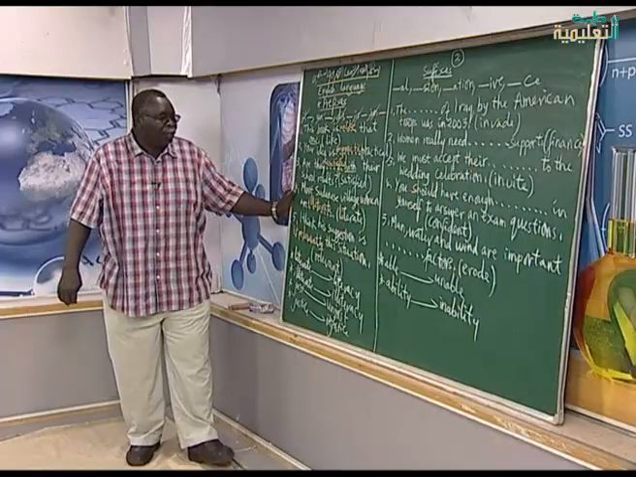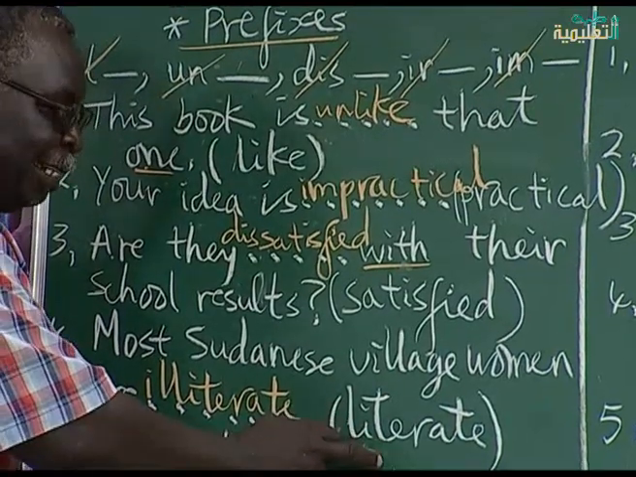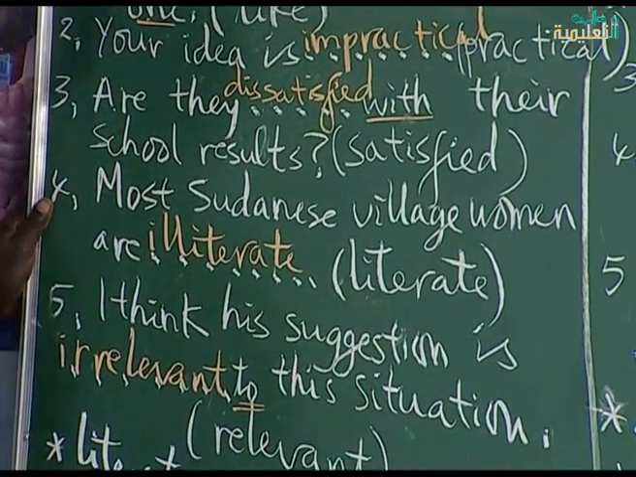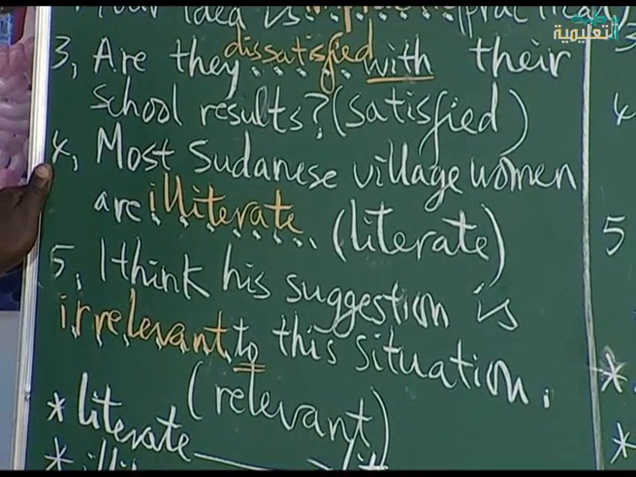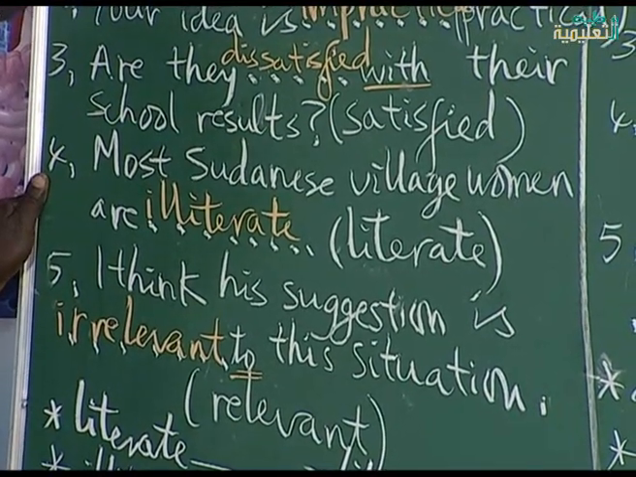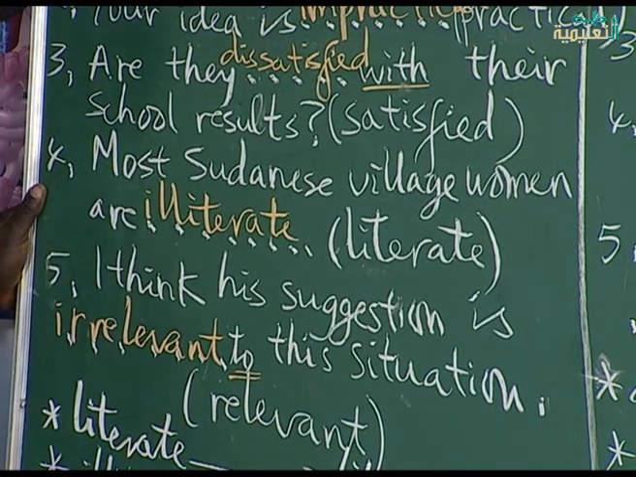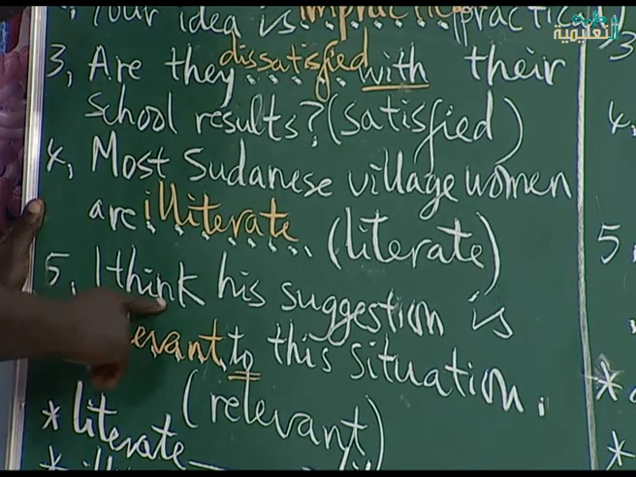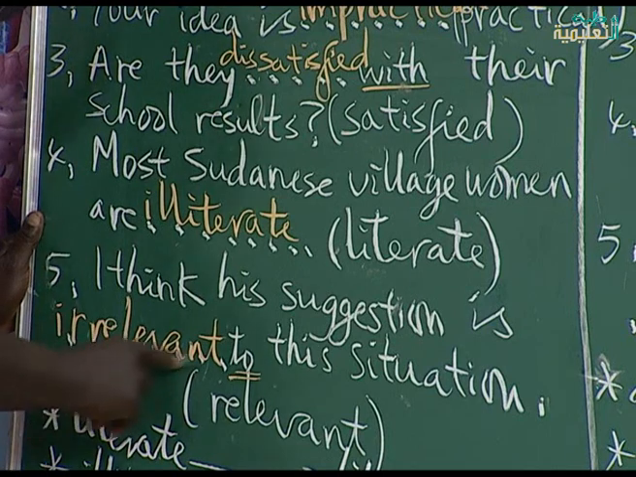Number 4, most Sudanese village women are dash literate. You see, here we have literate. The adjective is beginning by L. In this case, the prefix IL is going to be, let me say, illiterate. So the sentence reads, most village women are illiterate. Illiterate. غير متعلم.